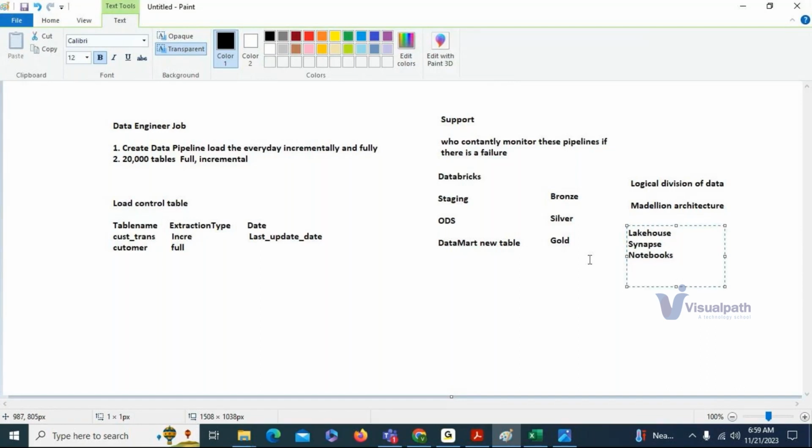In my projects, I don't always use bronze, silver, and gold. In some projects I use them because that made sense for the customer. Some people use the same old terminology: staging, ODS, and data warehouse.